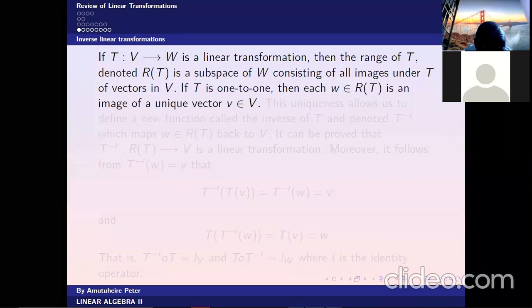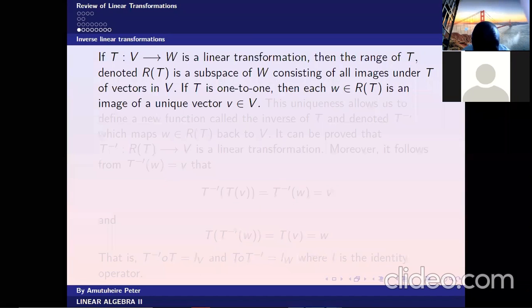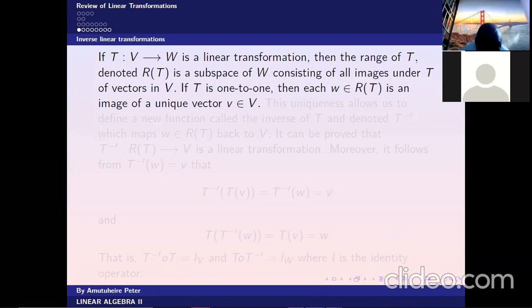So we want to look at the inverses for the linear transformations. We start with a linear transformation T, which takes V to W, and the range of T. The range of T, denoted by R(T), we saw is a subspace of W consisting of all images under T.